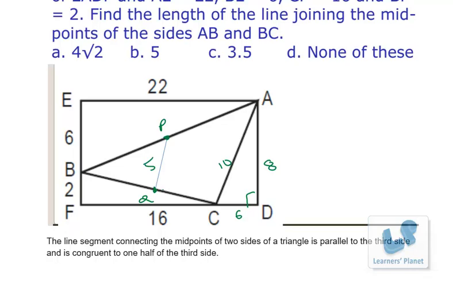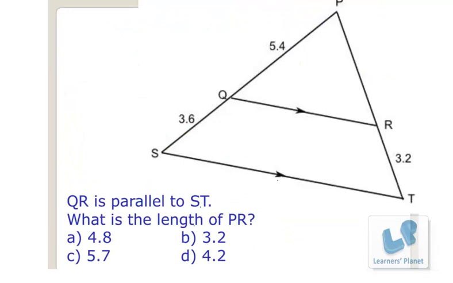I take the next one. QR is parallel to ST. What is the length of PR? So QR is parallel to ST, and we have to find the length of PR. I suppose it to be X. Now triangle PQR and triangle PST will be similar to each other, right? This angle is common. This angle is equal to this angle, and this angle is equal to this angle. So triangle PQR will be similar to triangle PST.